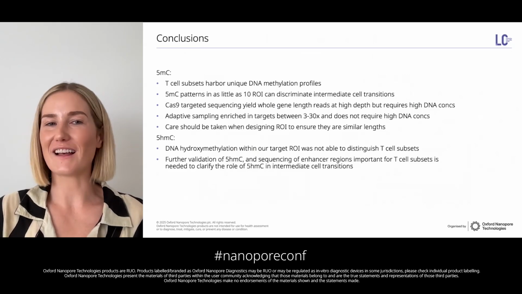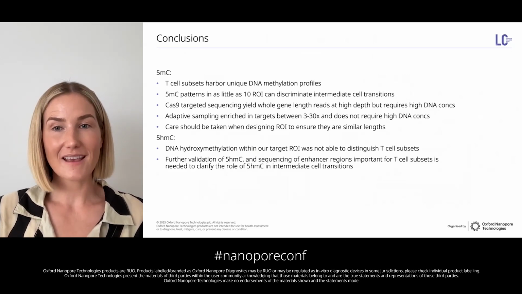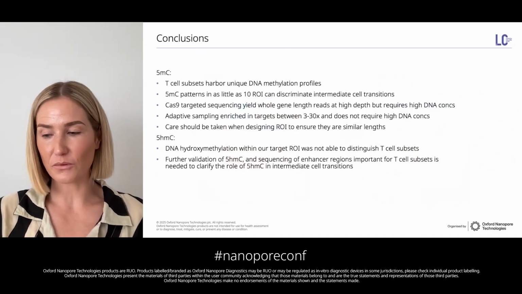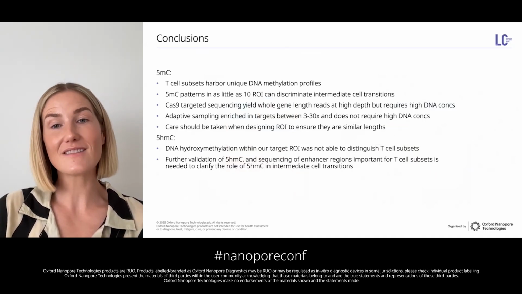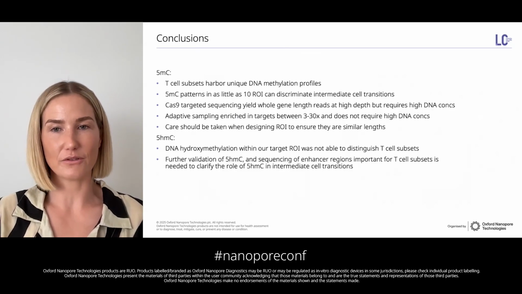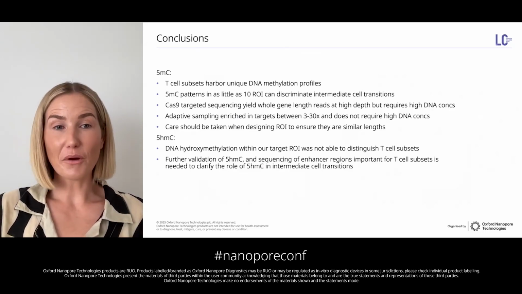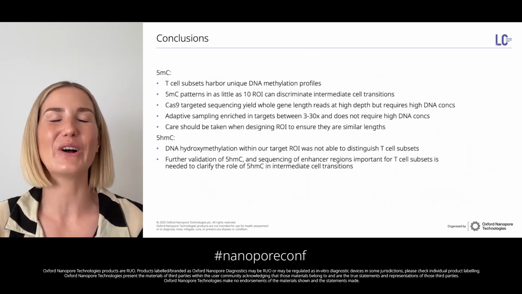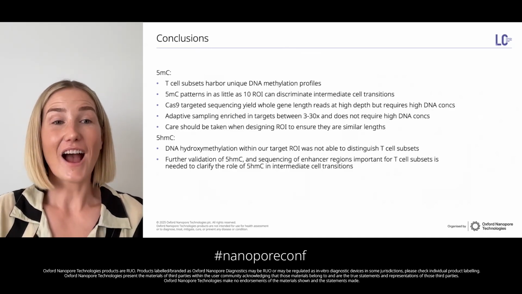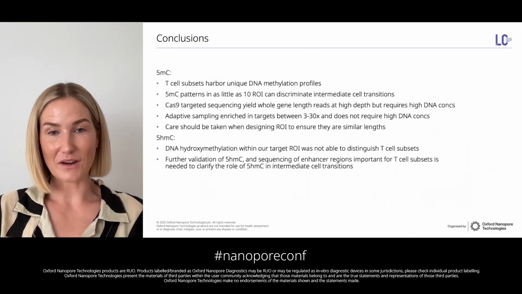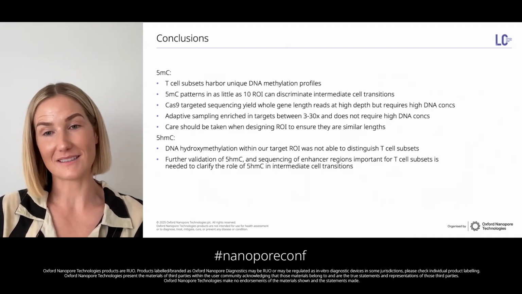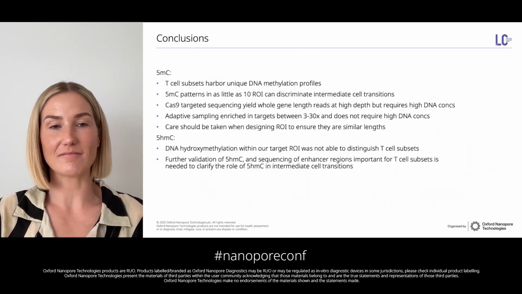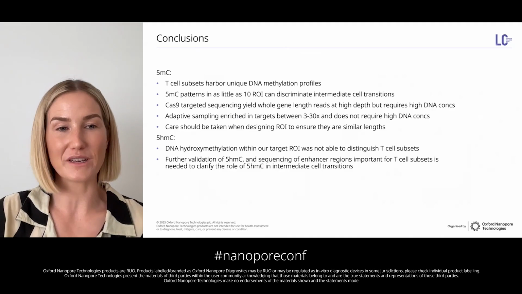Cas9 targeting will allow you to obtain whole gene length reads, but it requires high DNA concentrations. Adaptive sampling will also be able to enrich in your regions of interest, and it's more relevant if you have low starting materials. However, for both techniques, it's really important to take care when designing your regions of interest to ensure they're similar lengths. Hydroxymethylation within our target regions was not interesting or able to distinguish T cell subsets. And we really need to take this further and validate it more deeply to understand its role in T cells.